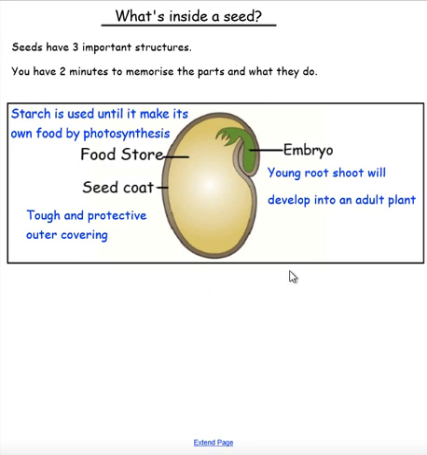On the outside of that food store, we've got a seed coat. So this is a tough protective outer covering. And the embryo part is the young root and shoot that will develop into an adult plant. So we can imagine this is going to start growing up through the ground and send roots down into the ground. Pause now, draw your seed and label it, please.